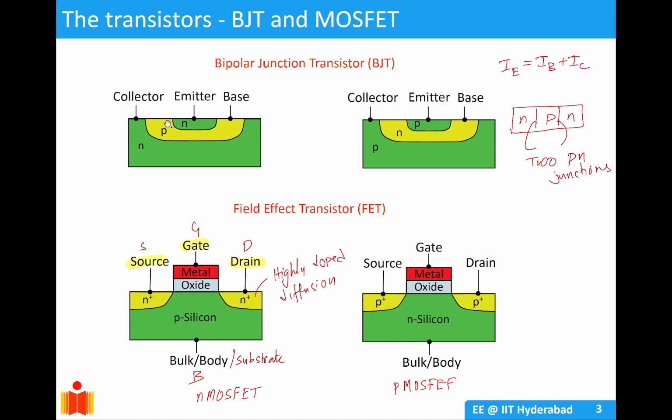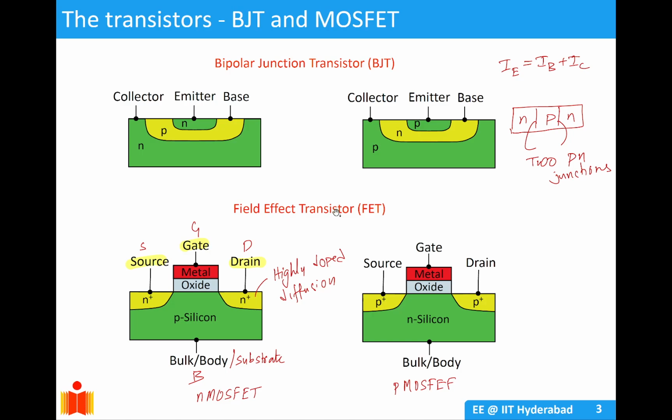This is your N side in which you do a P type doping, and in that you do an N type doping again. So this outermost is your emitter. This middle one is your base, and the bulk one is your collector. Similarly, for PNP, the middle one, the base, is N, and emitter and collector are P types.